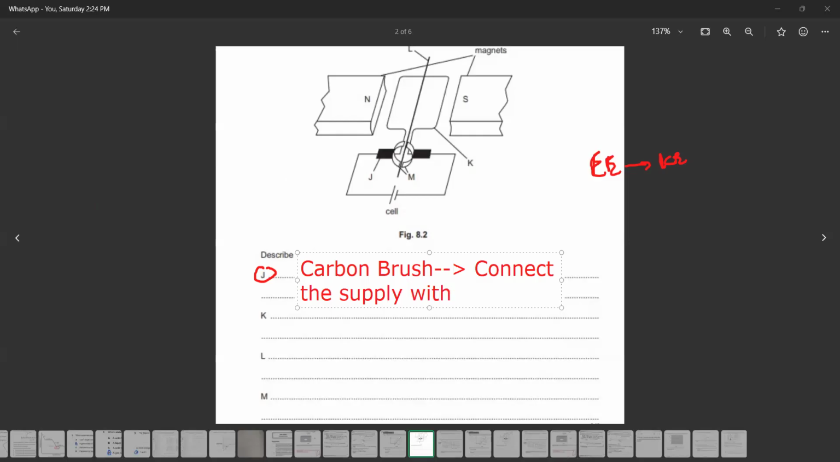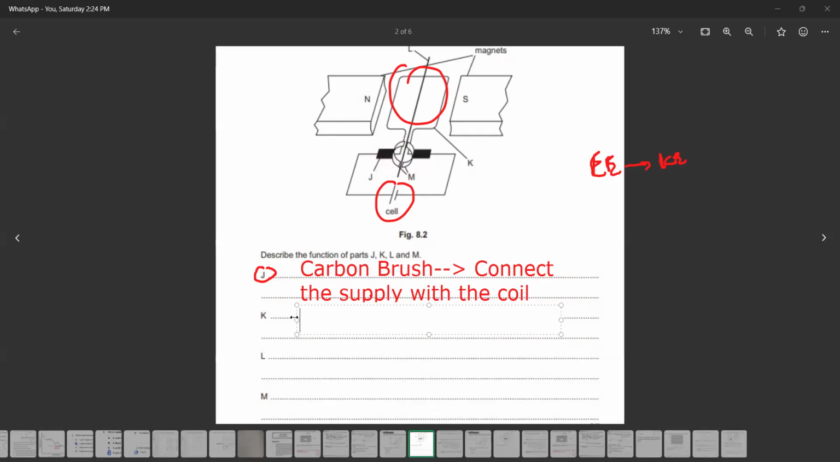The purpose of the carbon brushes is to connect the supply with the coil. Not to complete the circuit, that is different. Even without a carbon brush, if you use any other conducting material, it will also complete a circuit. So the main purpose is to connect the supply with the coil. There's a connection between the supply and the coil, and that is made by the carbon brush. The next is part K. What is part K?